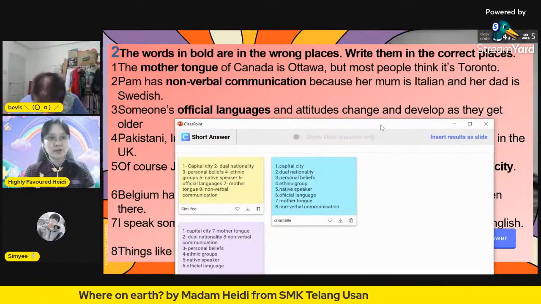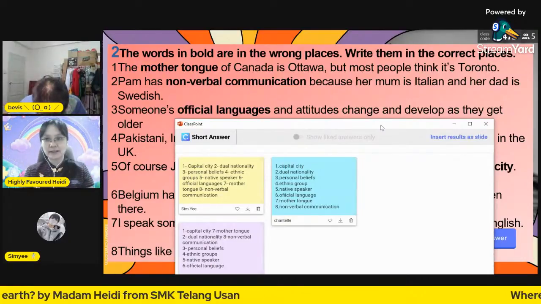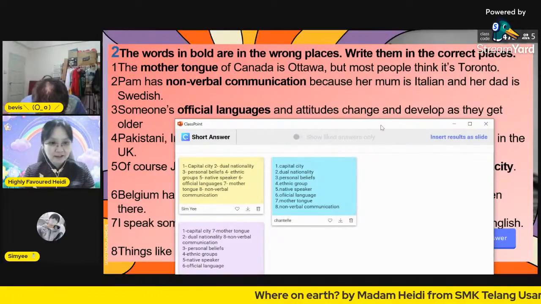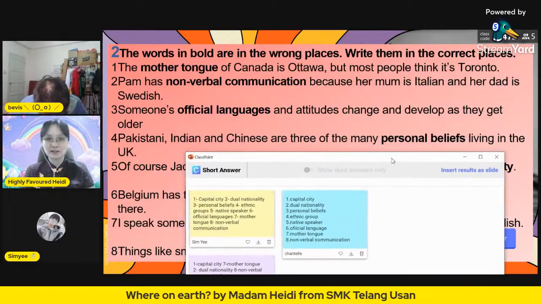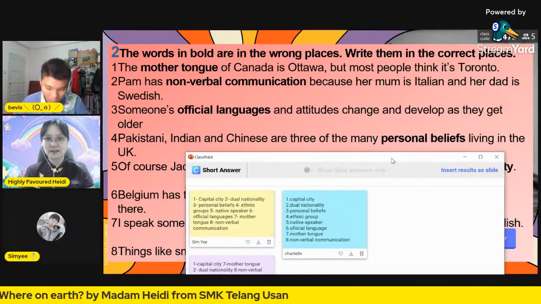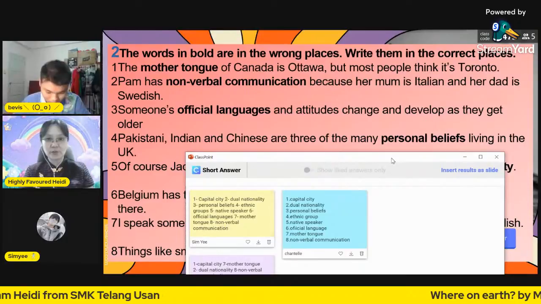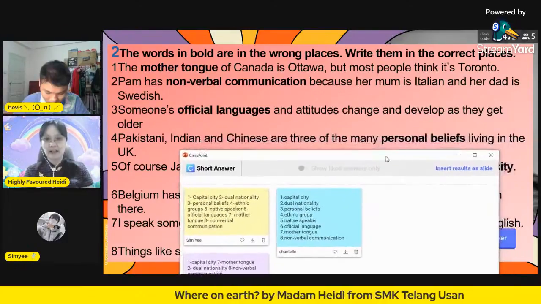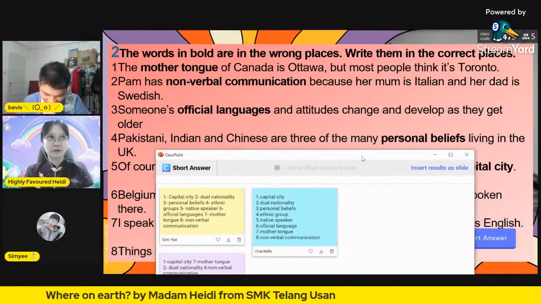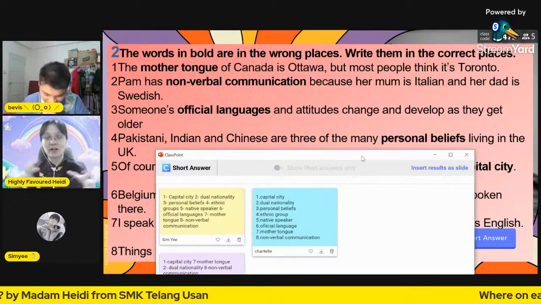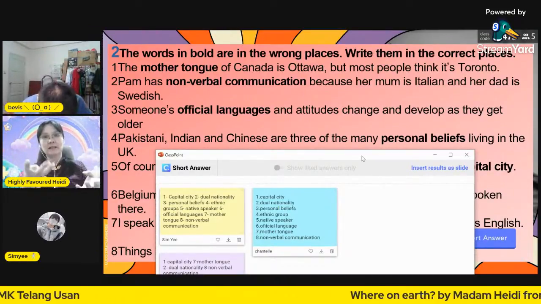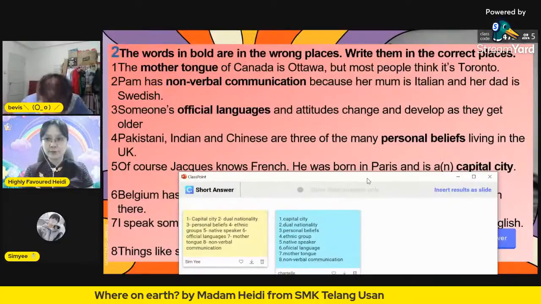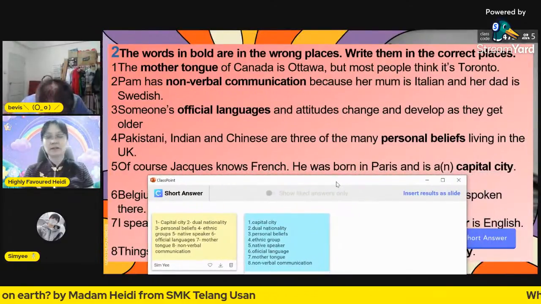So someone's official languages and attitude change and develop as they get older. So what do you put? Personal beliefs, okay. Personal belief, very good. All the three answered personal beliefs. Yes, personal beliefs, correct. Then Pakistani, India, and Chinese are three of the ethnic group, very good. Yes, ethnic groups. In Malaysia as a whole, not Sarawak, the ethnic groups are Chinese, Malays, and Indians. All right, that is the ethnic groups. But of course, if you come to Sarawak, there are more than that.